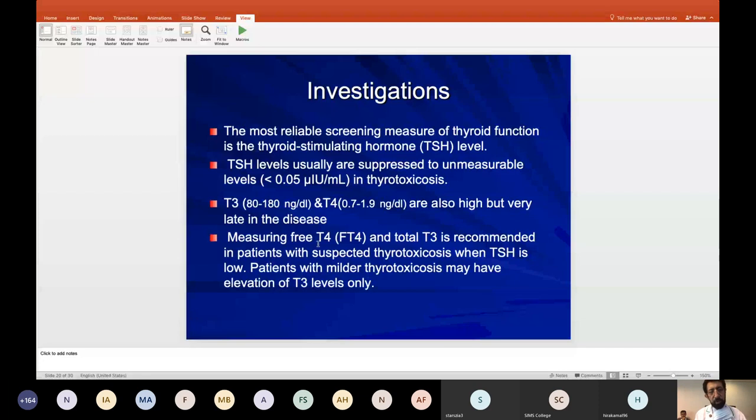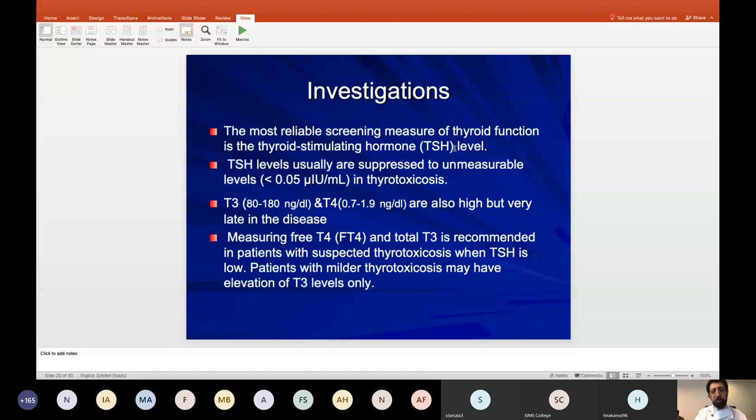And measuring T4 or free T4 and total T3 is recommended in patients with suspected thyrotoxicosis when TSH is low. So when you find out that the TSH is low and you want to have further evidence, you can actually go ahead and do a T3 and T4 examination. And patients who have milder thyrotoxicosis might just have slight elevation of T3 levels only. So the complete picture is that whenever we order, we will always order a TSH, a T3 and a T4 to get a complete picture. But in most circumstances, if you're short of money and if you want to have an early diagnosis, TSH levels are the best one to do.